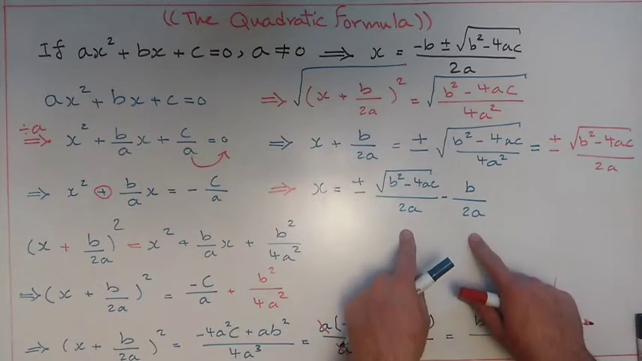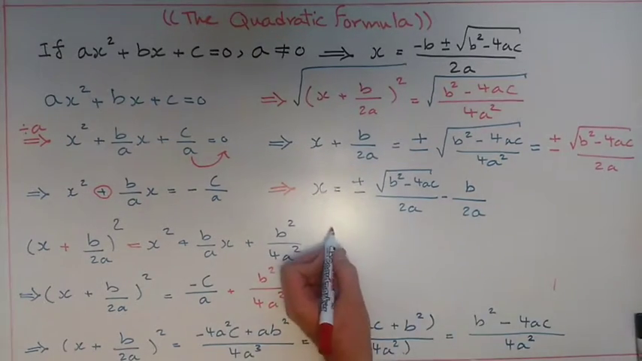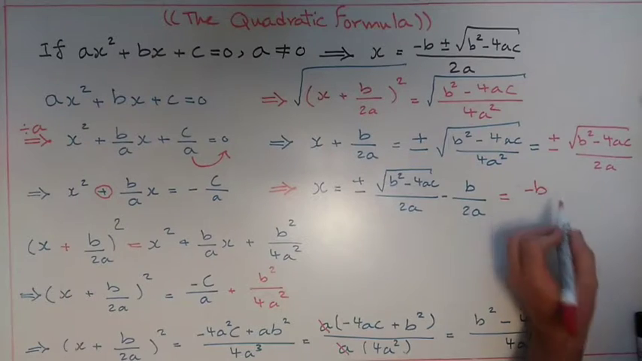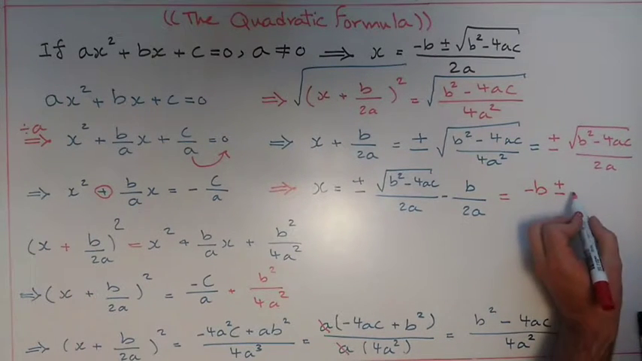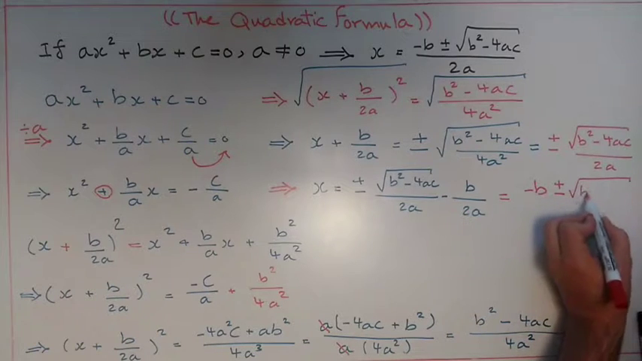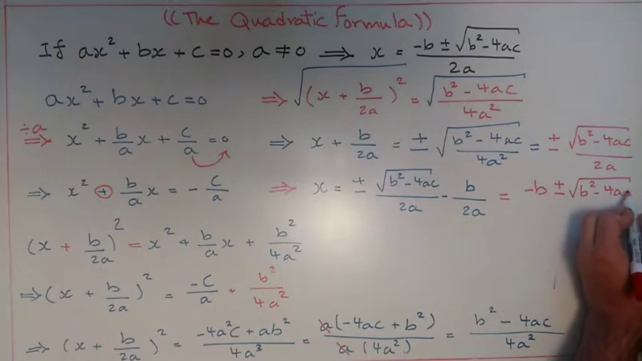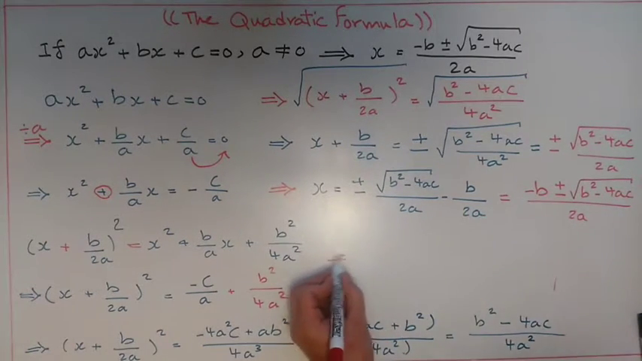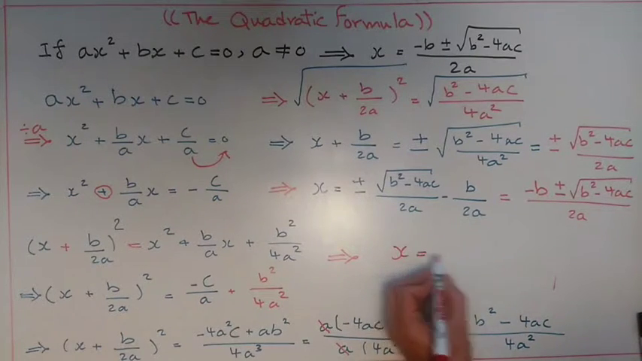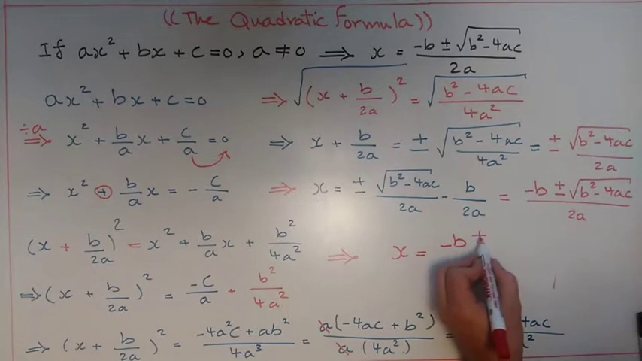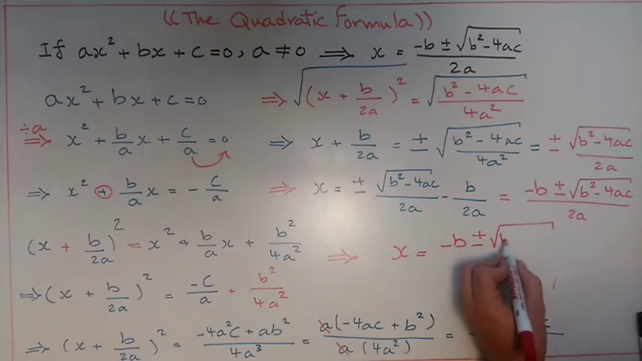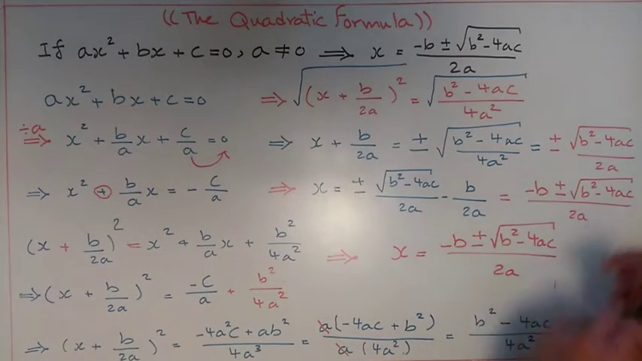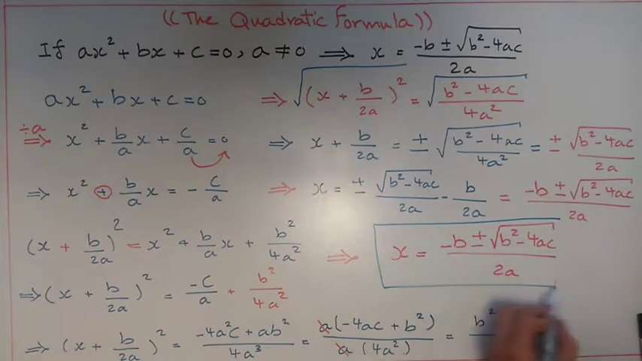Now the 2a's are the same, so I can make them one. Therefore, it equals negative b plus or minus square root of b squared minus 4ac over 2a. And finally, x equals negative b plus or minus square root of b squared minus 4ac over 2a. And that is our formula.